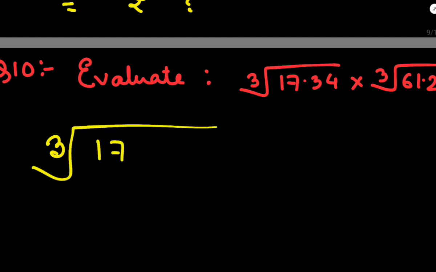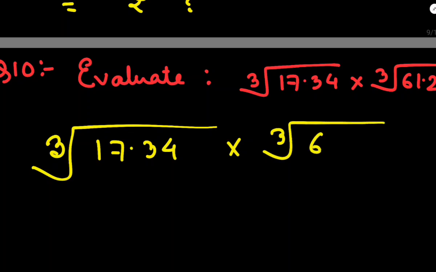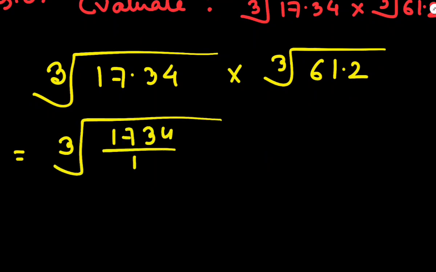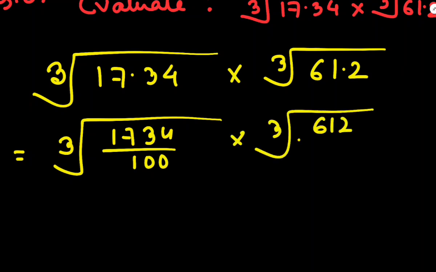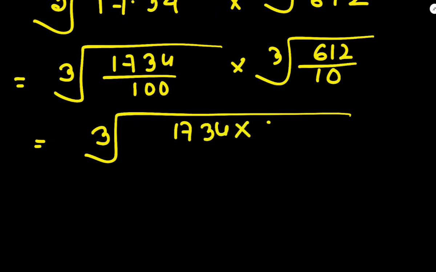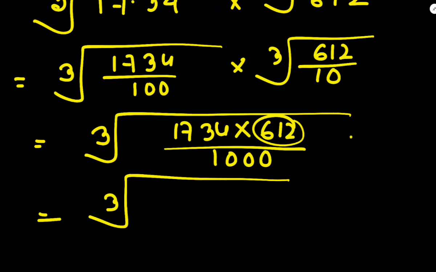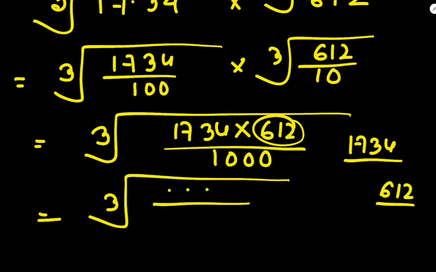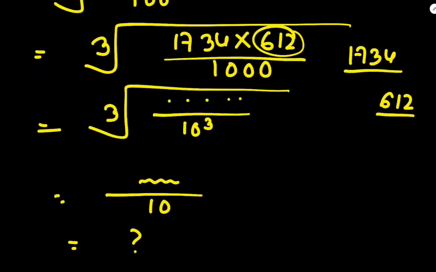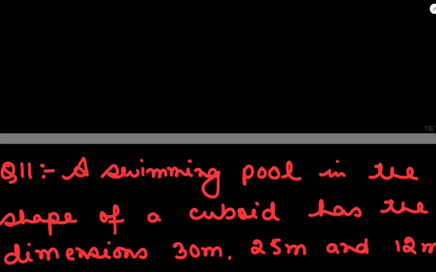Moving on, the question for tomorrow: find the cube root of 17.34 into the cube root of 61.2. What is the problem here? Decimals. So first I remove the decimals: you have 1734 by 100 into the cube root of 612 by 10. Now I'll put them under the same cube root, so I'll combine them: 1734 into 612 by 1000. Now, this I'm leaving up to you. You'll factorize 1734, and then factorize 612, bring out the factors and write them down here. And 1000 is obviously 10 cube. So this is for tomorrow. Factorize and whatever you get, that will become your final answer. I've shown you the technique. Moving on.